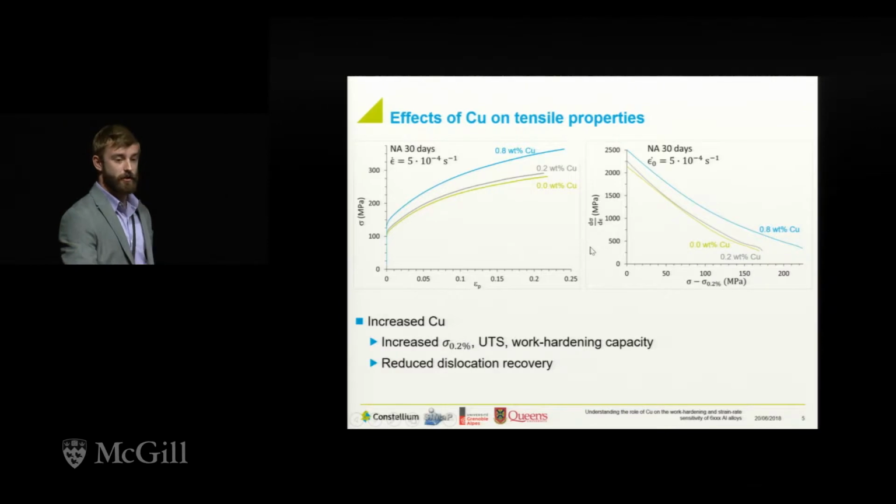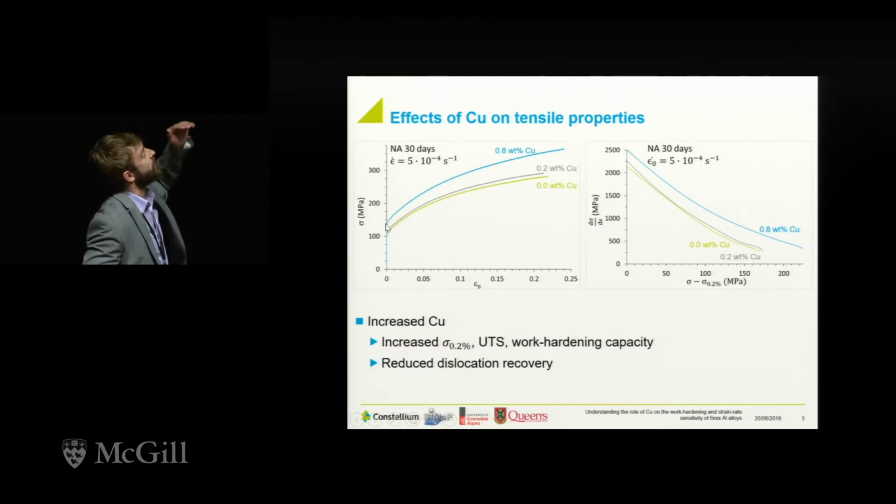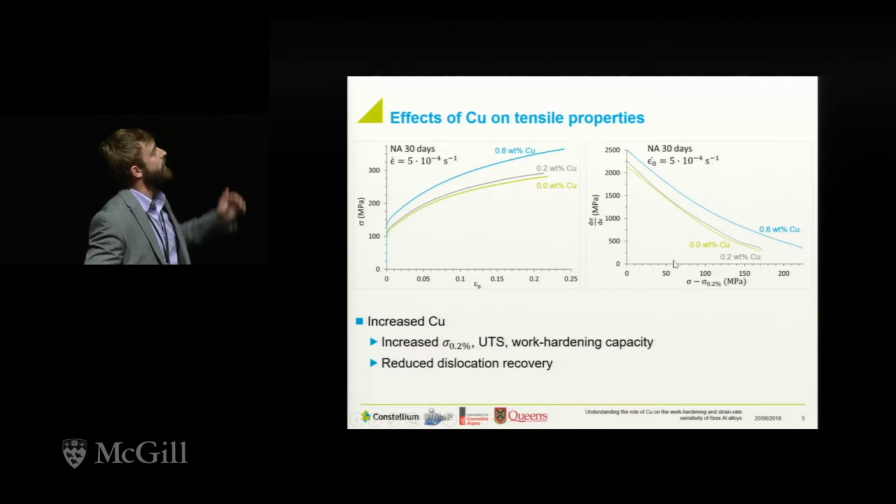On the right-hand side here, you have a Kocks-Mecking plot, which effectively plots the instantaneous work hardening rate compared to the increase in the flow stress. So you'll basically be looking at the active stress subtracted by the yield strength, and you'll plot that one against each other. And the slope of this curve represents the recovery of dislocations within the material.